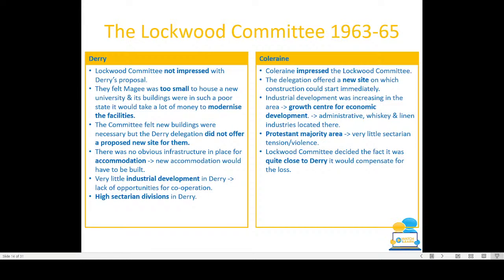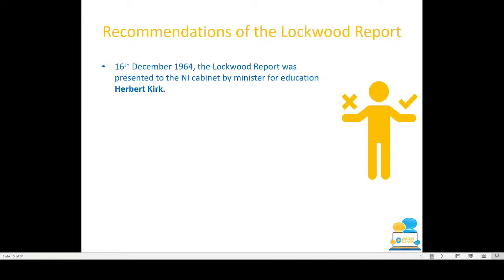It was also a Protestant majority area, and what that meant for the Lockwood Committee was that there was very little sectarian tension or violence there. But that was, I suppose, on the other hand, because there was a lack of actually Catholics in the area. And the Lockwood Committee decided that the fact Coleraine was, I'm going to put kind of quotations here, quite close to Derry, it would compensate for the loss. In reality, it wasn't that close to Derry, but that was kind of what the Lockwood Committee were suggesting at this point.